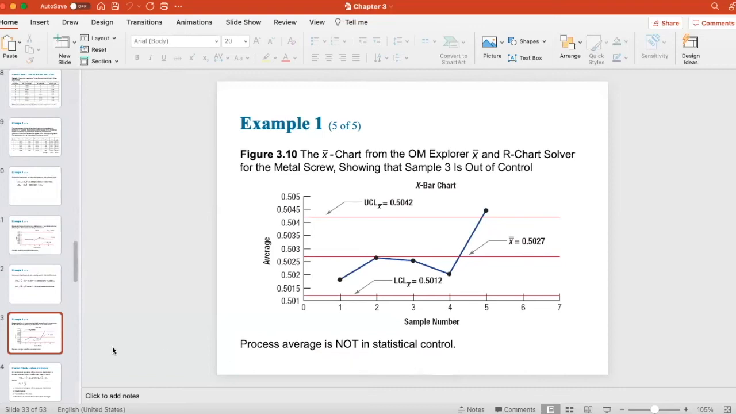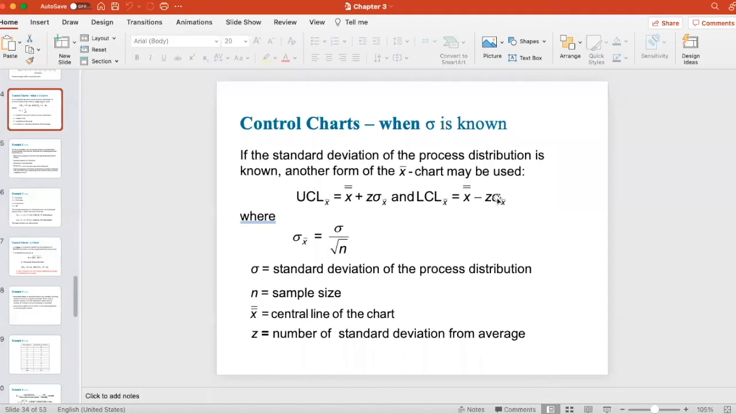Okay, so this is the standard process for how we calculate UCL and LCL for both the R chart and the X bar chart. Now, related to the X bar chart, there is another version of calculating UCL and LCL, which is also shown here. This version is used when we know the standard deviation of the population, and we also definitely know the sample size.